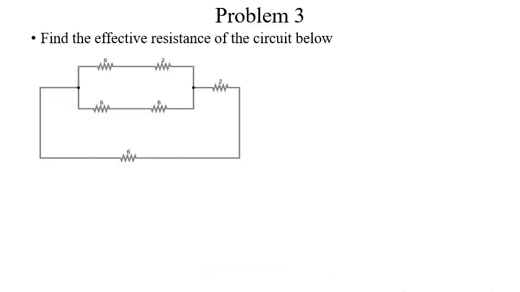Problem 3. Find the effective resistance of the circuit below. So what do we see here? We see that this 6 and this 2 are in series. This 6 and this 6 are also in series. When we combine this and this, you will get 12. We combine this and this, we get 8. So we can redraw the circuit again. I always encourage you to redraw the circuit, because it really helps.